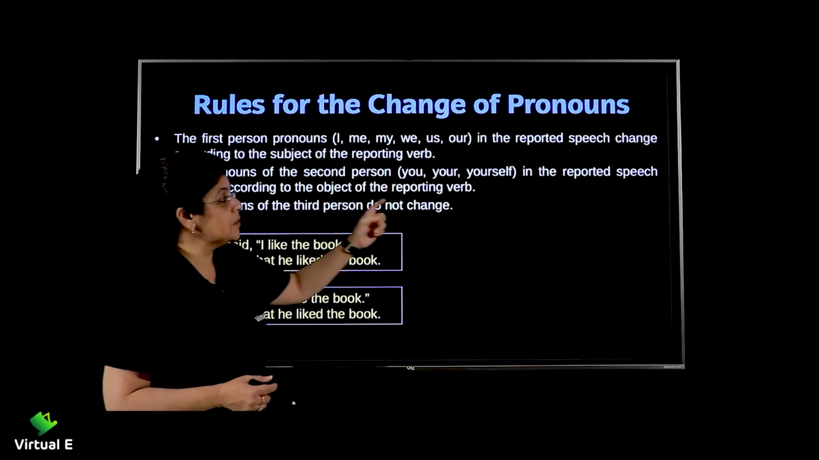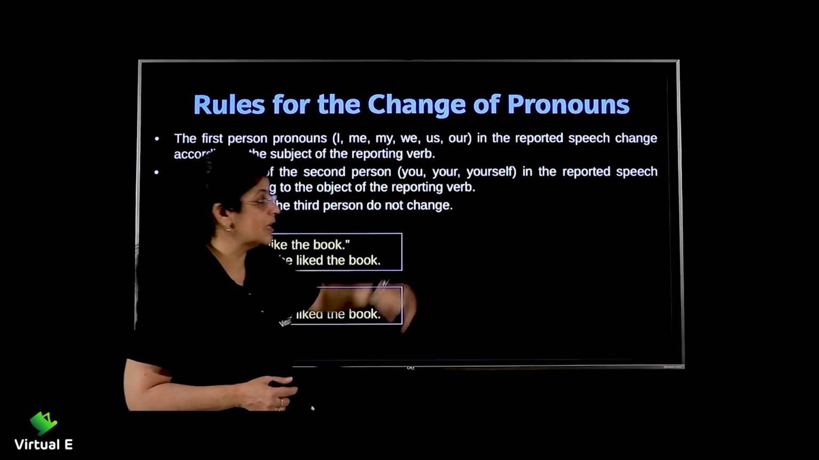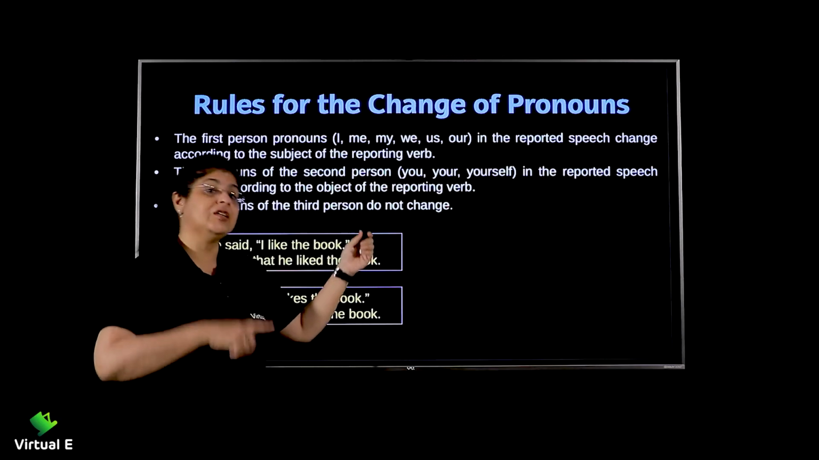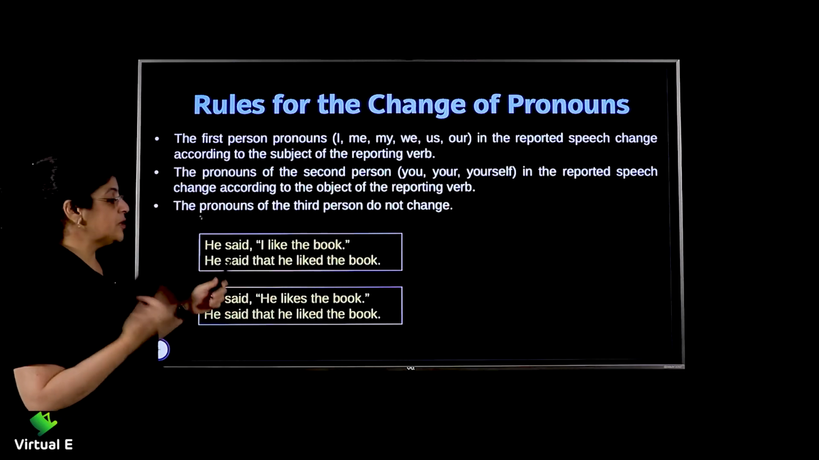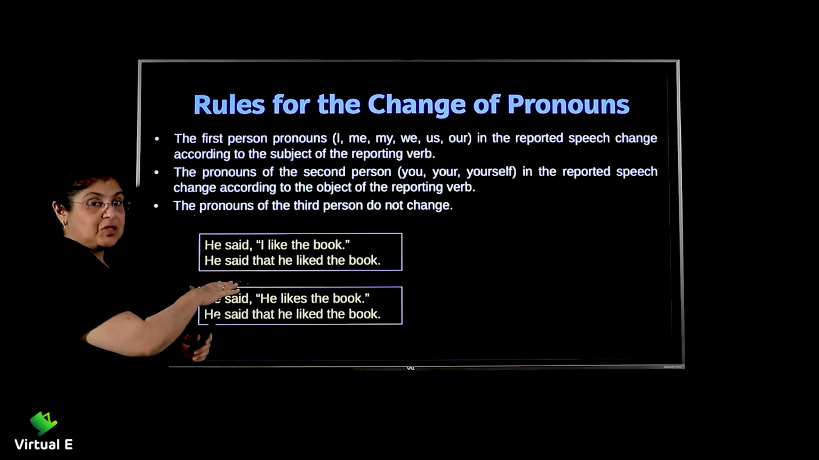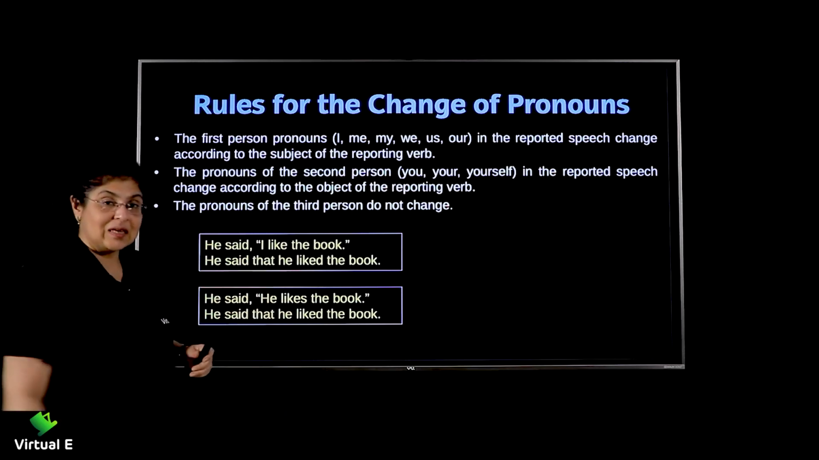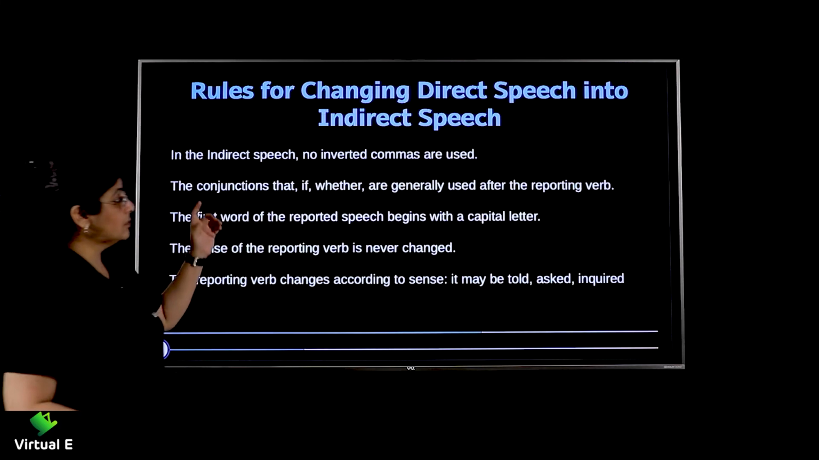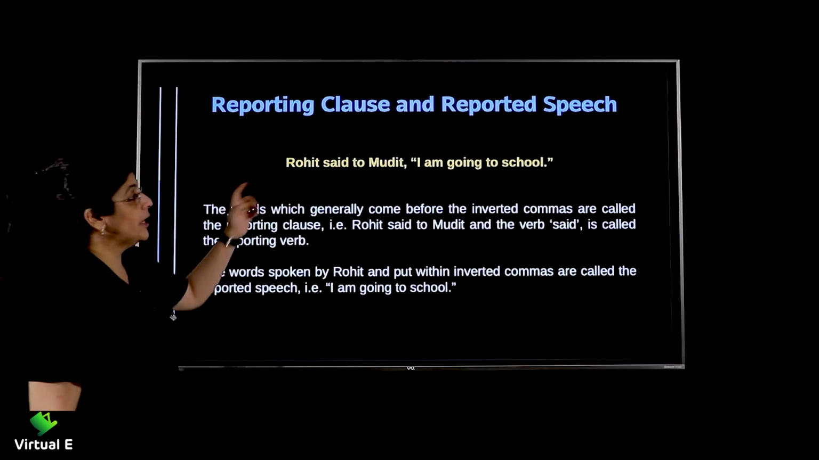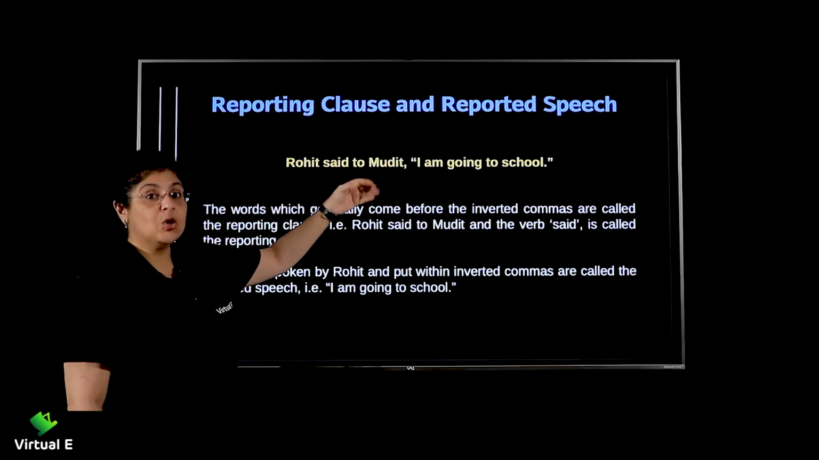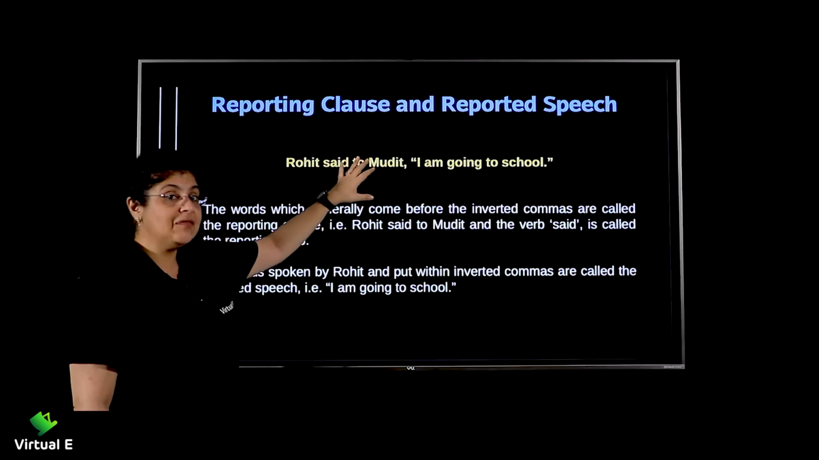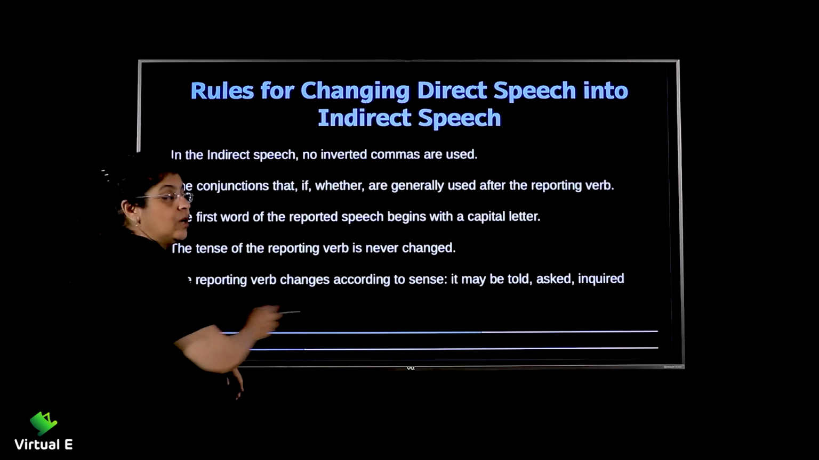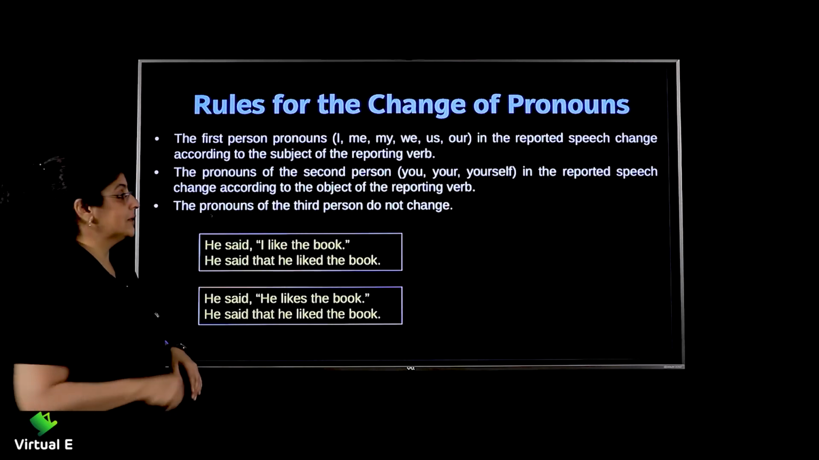The pronouns of the second person, you, your, yourself, in the reported speech change according to the object of the reporting verb. Now, here we don't have the object, so I'll tell you as a sentence comes across. For example, Rohit said to Mudit, when we had that example, so you have Mudit, so it is "you". We have the receiver, the person whom we are addressing the sentence to. So we have the object, it will change according to that.